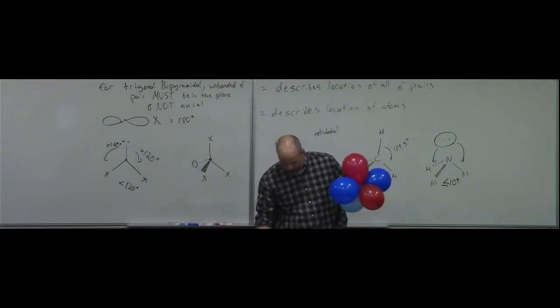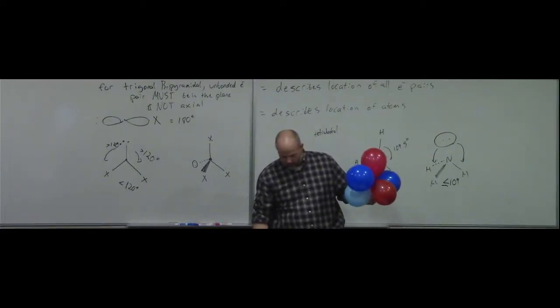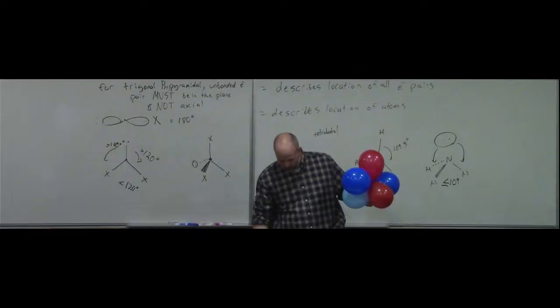Trigonal bipyramidal electron pair geometries have two distinct positions. An axial position.